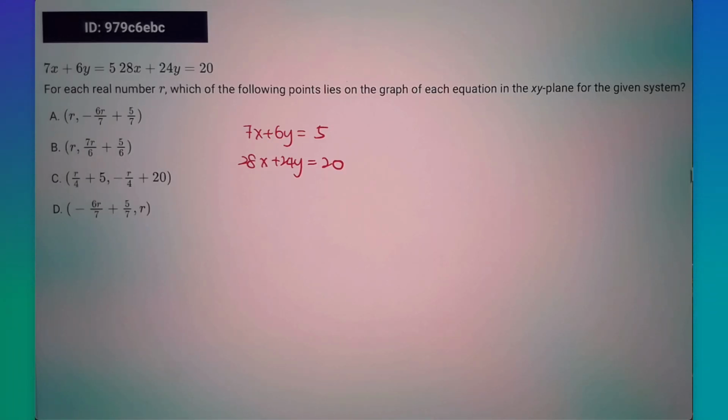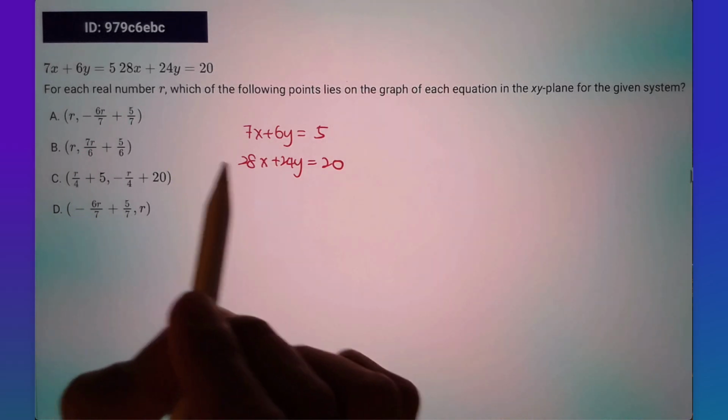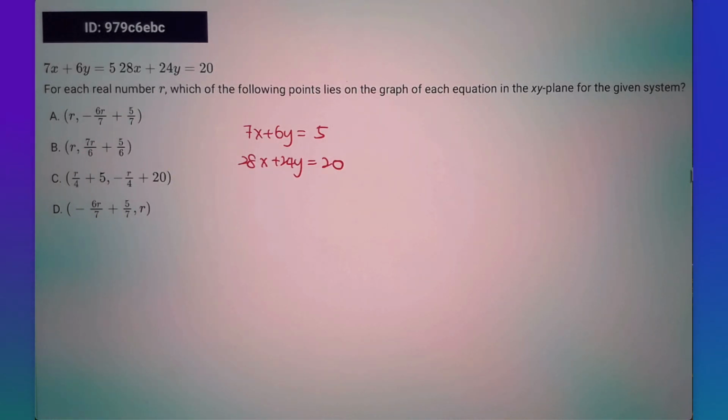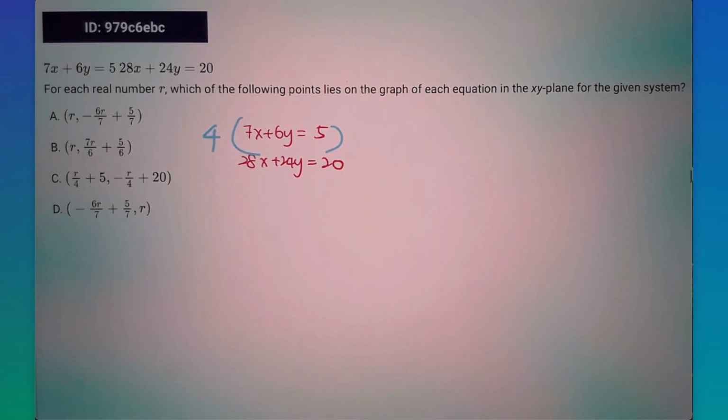For each real number r, which of the following points lies on the graph of each equation in the xy plane for the given system? So I rewrote the equation here so you can see it better. Now think about these two equations: they are identical. And how do I know? Just multiply the top equation by 4.